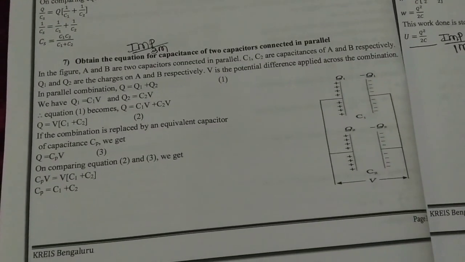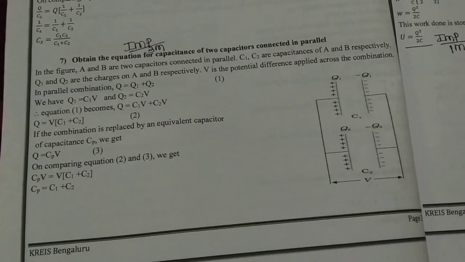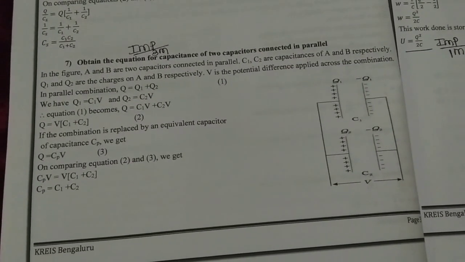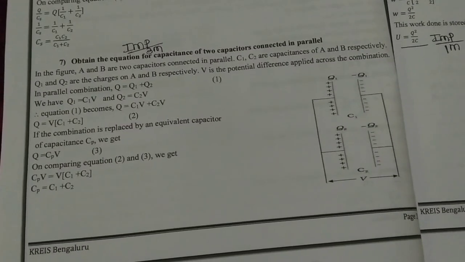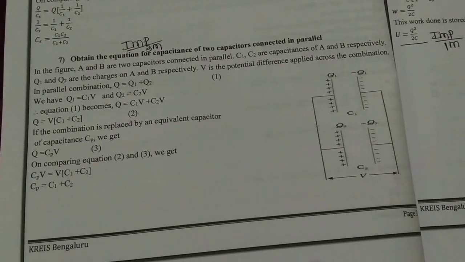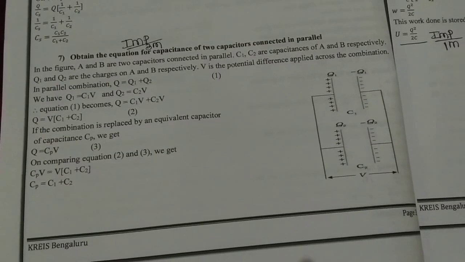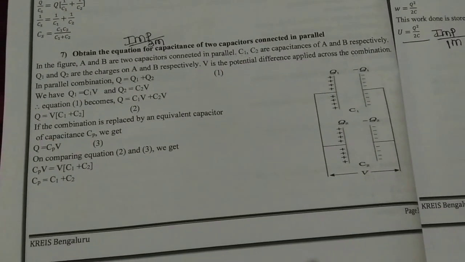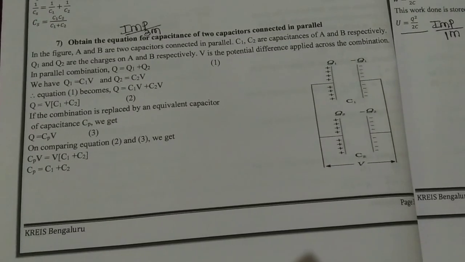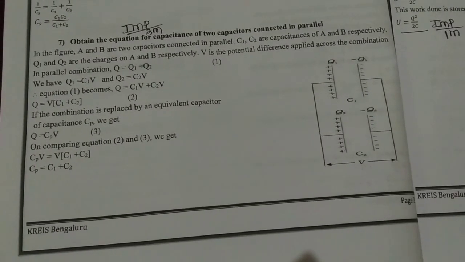Another important question is obtain the equation for capacitance of two capacitors connected in parallel. This is important for 3 marks. In the figure, A and B are two capacitors connected in parallel. C1 and C2 are the capacitances of A and B respectively. Q1 and Q2 are the charges on A and B respectively. V is the potential difference applied across the combination.